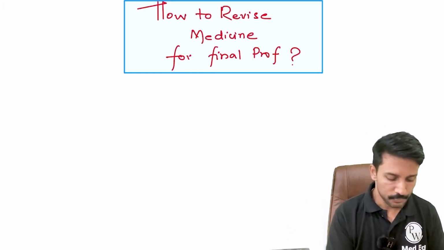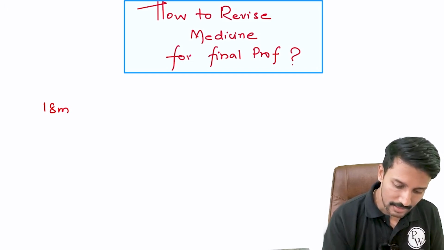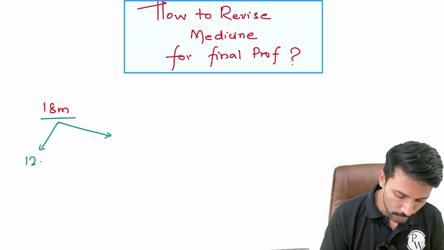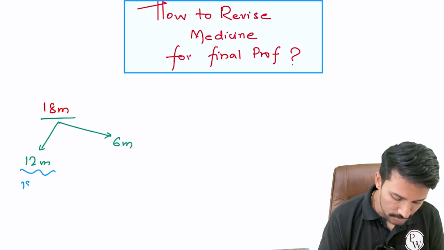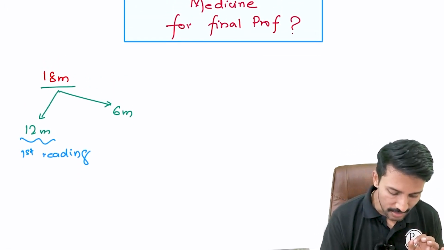So let us say that your final prof is going to be 18 months away. In that case, let us divide that 18 months into two blocks of 12 months and 6 months. In these 12 months, I want you to give the first reading of medicine along with other subjects. Okay, but your revision should start here itself.